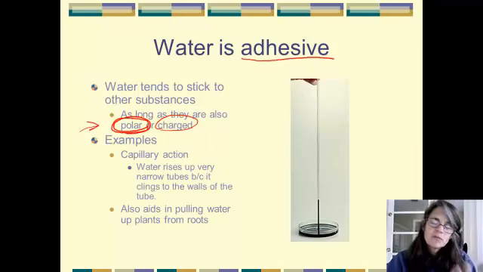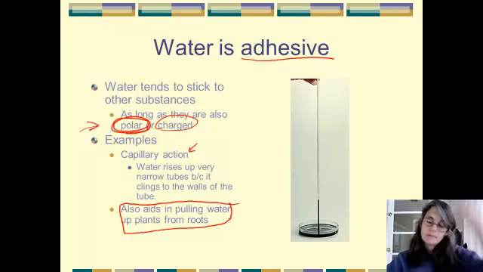Now, examples of why this is relevant in nature is something called capillary action. And again, the most important true function of this in nature is, again, getting water up a plant from its roots, defying gravity.